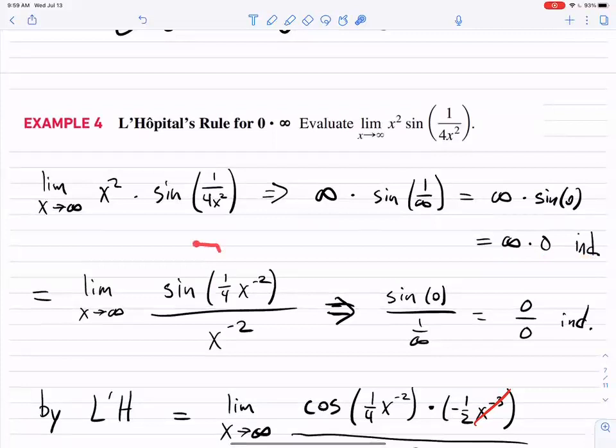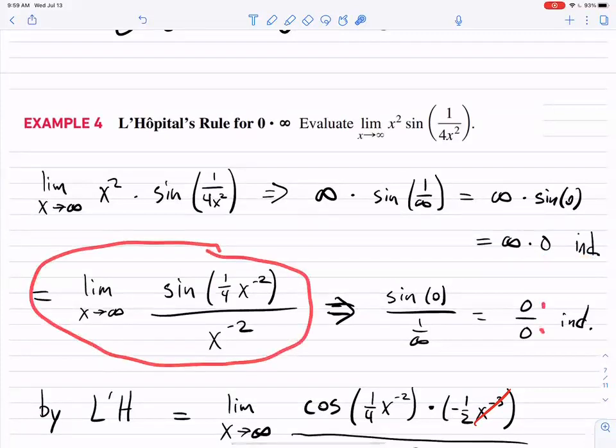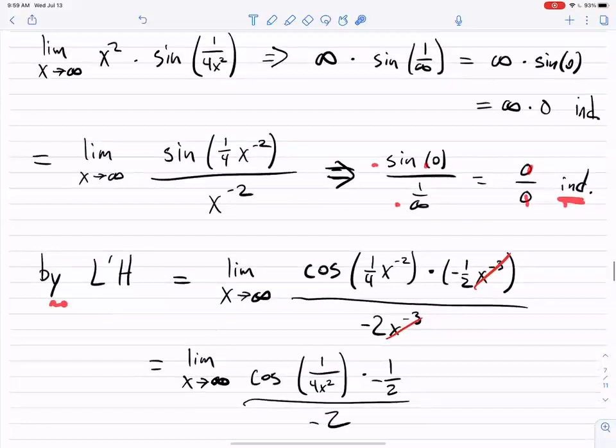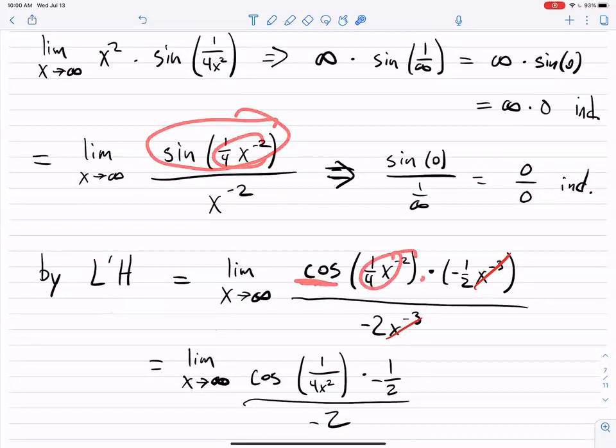And so we need to rewrite in a form where it's 0 over 0. And the way we do that is we bring this guy down to the bottom. And so it becomes sine of 1/4 x to the minus 2, and then x to the minus 2. And if you plug that in, you get sine of 0 over 1 over infinity, which is 0 and 0 indeterminate. Now we can use L'Hopital's rule. So by L'Hopital's rule, this is equal to the limit, and then the derivative of this is by chain rule, cosine, leave that alone, and then times the derivative of that guy, which is you bring the -2 down and you get -1/2, and then x to the minus 3.